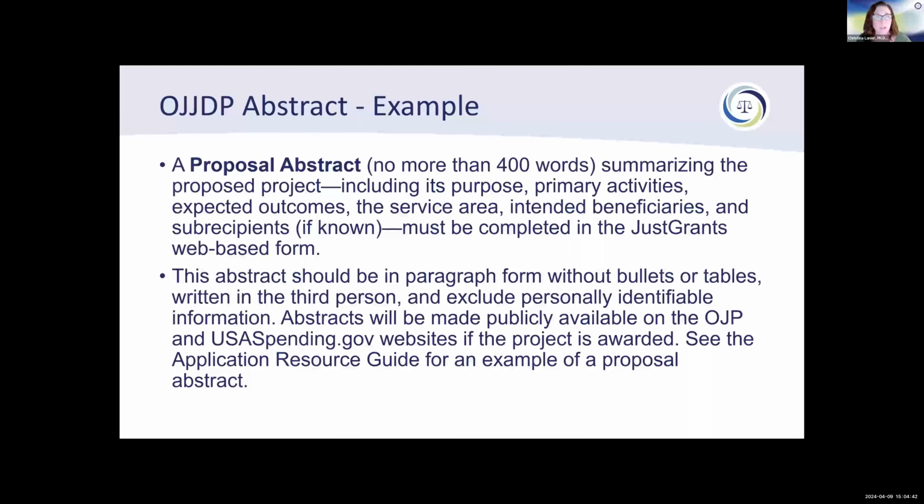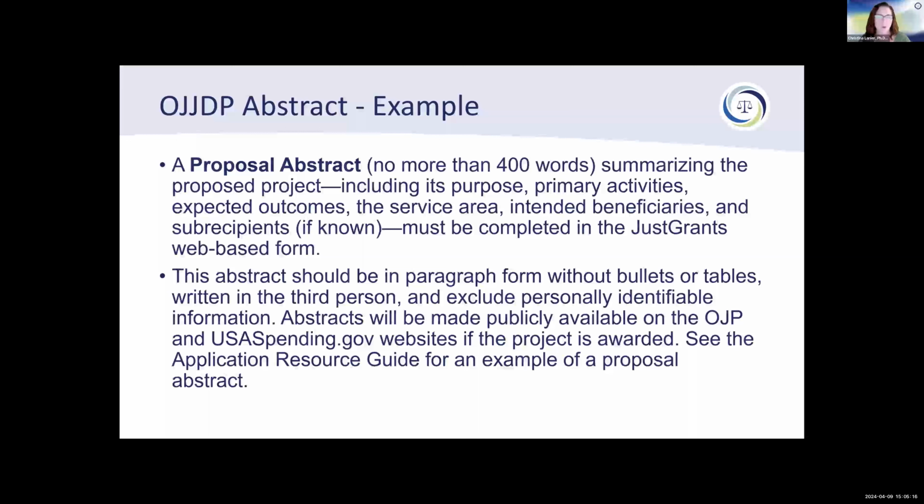Here's what the proposal abstract looks like for this particular solicitation. You can see no more than 400 words. This is very broad in what needs to be included. So you kind of have to work through this as far as purpose, primary activities, and getting that into 400 words. Similar to the project narrative, Kristen and I write the abstract, make sure all that stuff's in there, and then we go back and cut. This is really, as it says here, the publicly available website if it's awarded.